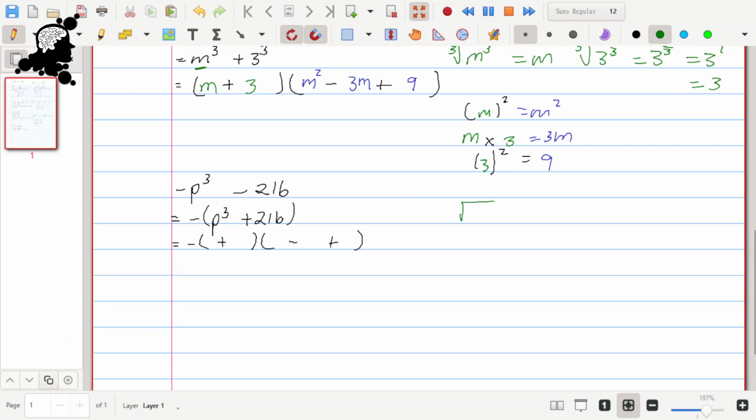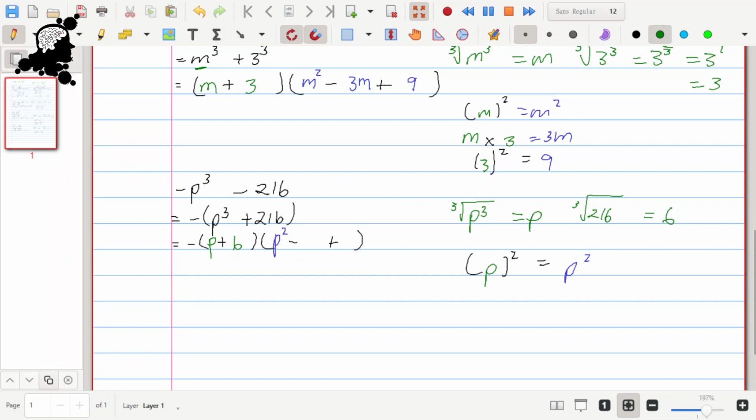Once again, the cube root of p to the power 3 will give you p. We've got p there. The cube root of 216, if you press this on your calculator, you get 6. So we have 6 there. Now for the terms in the bigger bracket. We are going to have p squared. P squared is going to give you p squared. So we've got p squared there.